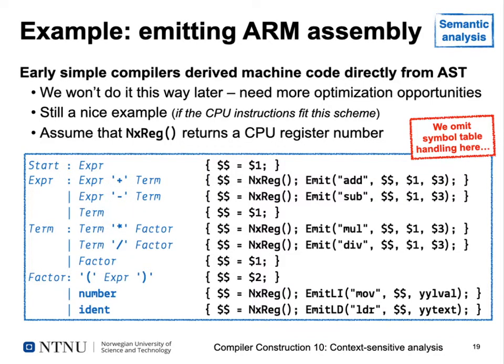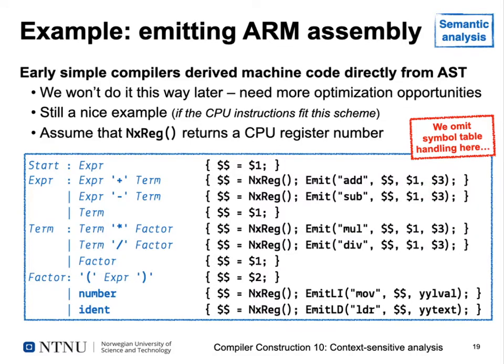Of course, we won't do it this way later because this really takes away a lot of optimization opportunities, but it's a nice example, at least if the CPU instructions fit this scheme. So this would work pretty well for example, not only ARM, but also RISC-V. So what we do here is whenever we actually encounter such a production that does some sort of calculation, we actually emit an instruction to do these calculations.